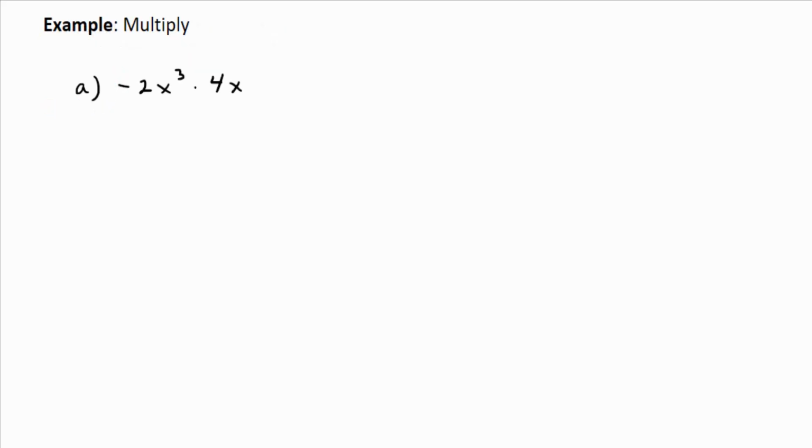Here we're multiplying monomials. What's a monomial? A polynomial with how many terms? A monomial has one term, mono, right? One. So we're multiplying two monomials together.